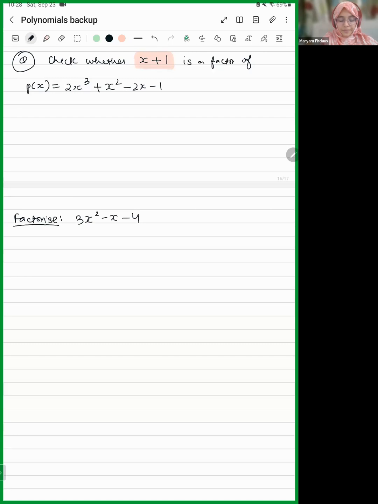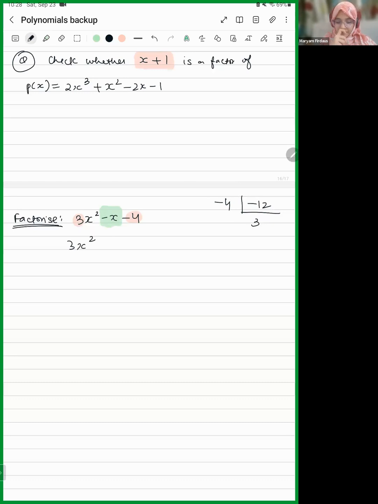First I will multiply 3 by minus 4. So I'll get minus 12. Then I will get 2 factors of minus 12, which when added give you minus x. They can be minus 4 and 3. That will give you minus x. Very good. Okay, so let's just go with this.